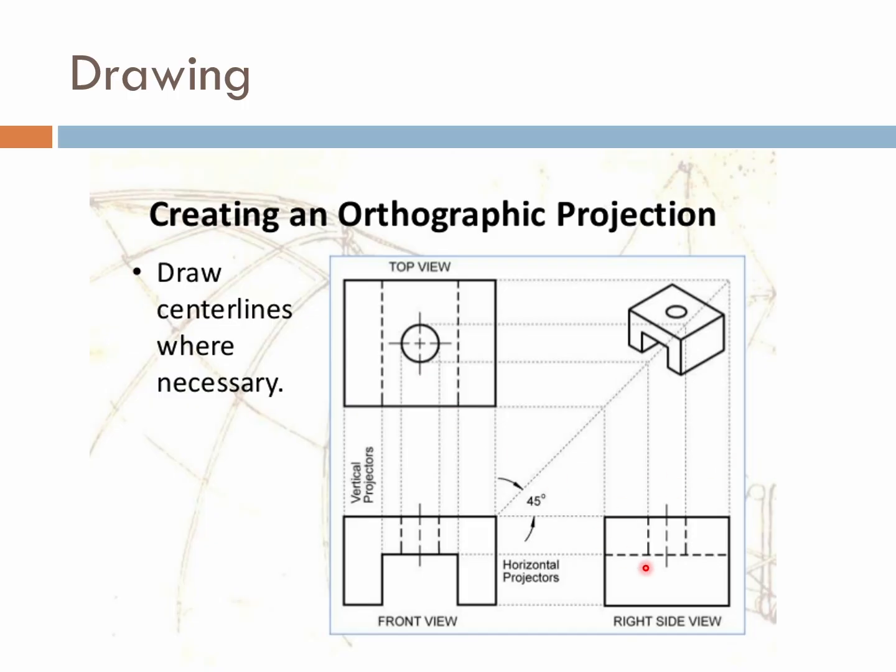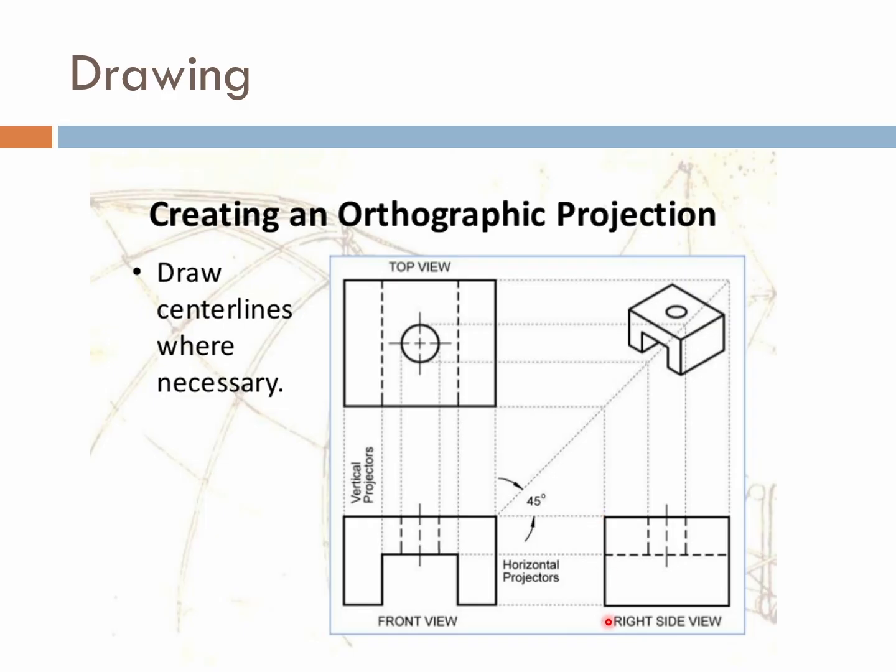Now, on your side view, you basically don't have to measure the height because you already know what that is, because you've already measured it. You've already developed it here. So you carry those projection lines over and you now have your height of that item.